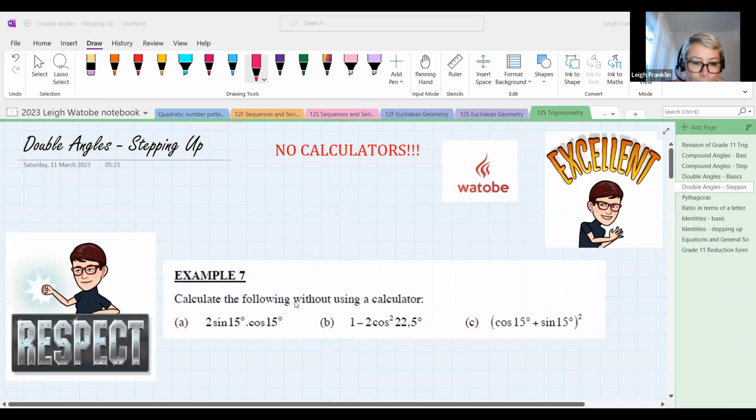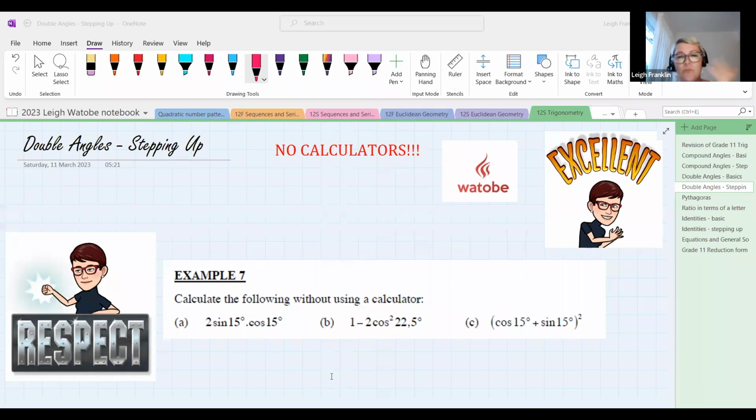So we are moving on with special angles. We're going to do some calculations today involving double angles, and it is going to include special angles as well, especially since we're not allowed to use a calculator. So when they say calculate without using a calculator, we've got to expect that our special angles are going to come into it.